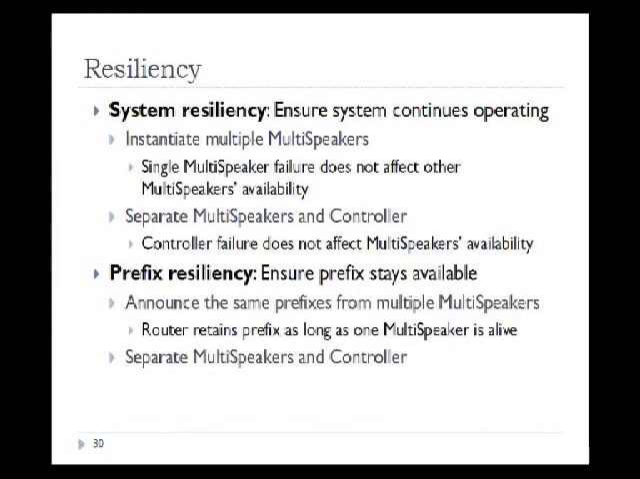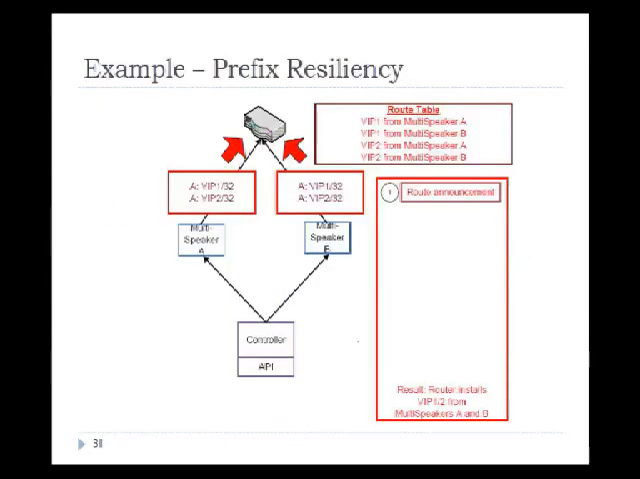The first method is to announce the same prefix from multiple multi-speakers. So when a single multi-speaker fails, the prefix will still be available in the router from the other multi-speakers. And second is also to separate the multi-speaker and the controller. So when the controller fails, the prefix is not affected. In the following couple of slides, I'm going to give an example for prefix resiliency.